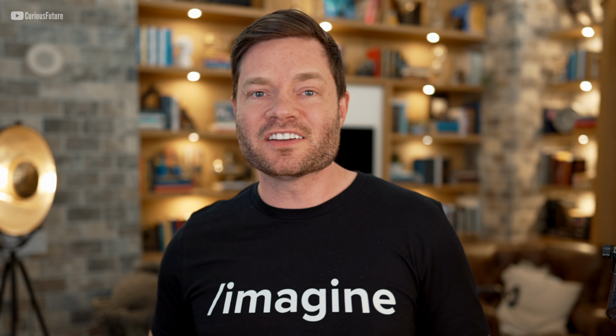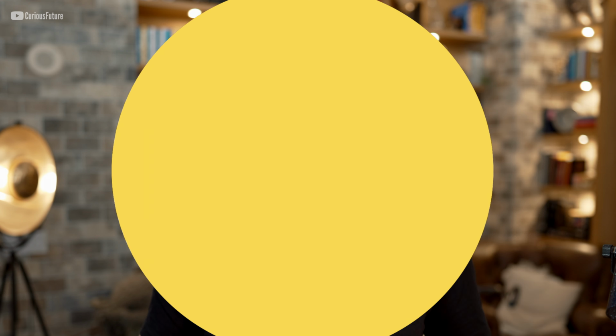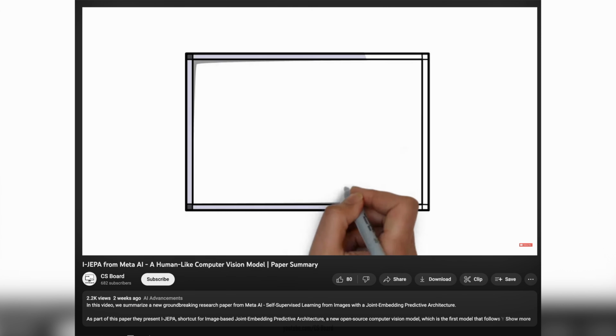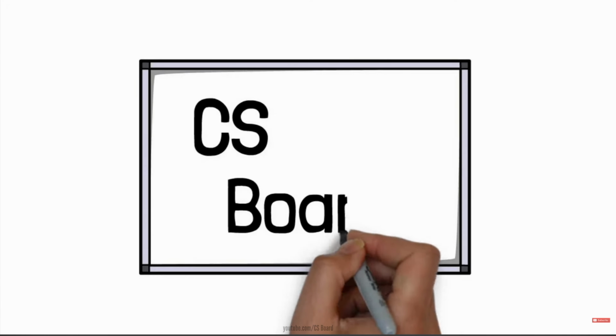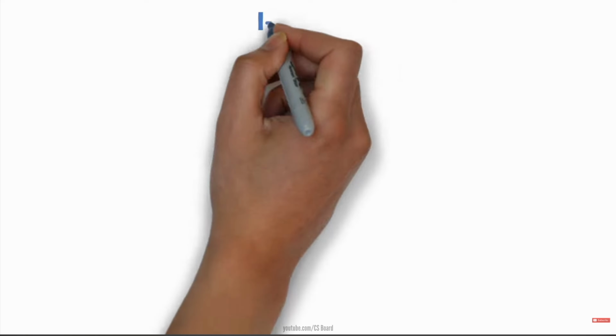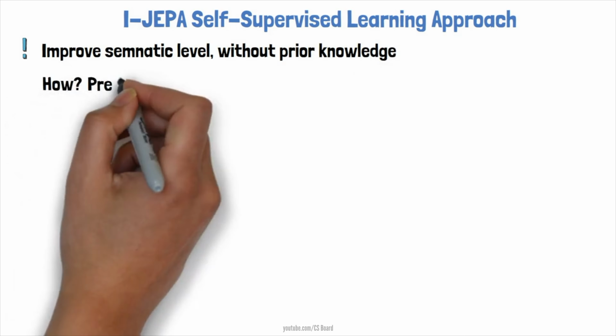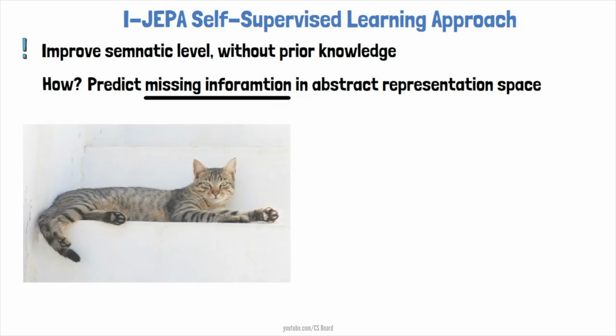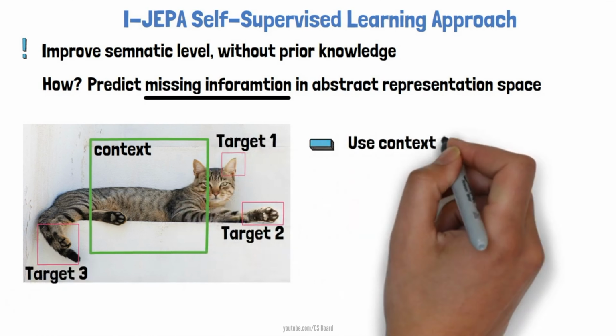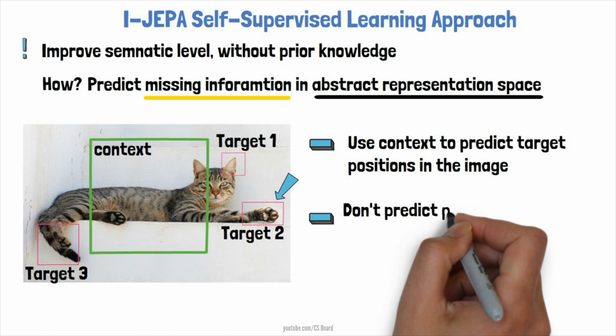Now let's switch gears to some new research coming out of Meta. So there's some new research coming out of Meta's Facebook division, the one that Yann LeCun runs, that you have to know about. So check out this YouTube channel called CS Board. They uploaded a video called I-JEPA from Meta AI Paper Summary, and it breaks down how Yann LeCun came up with this interesting idea to hide and feed different parts of images to a system so that it can start to figure out what's not there.